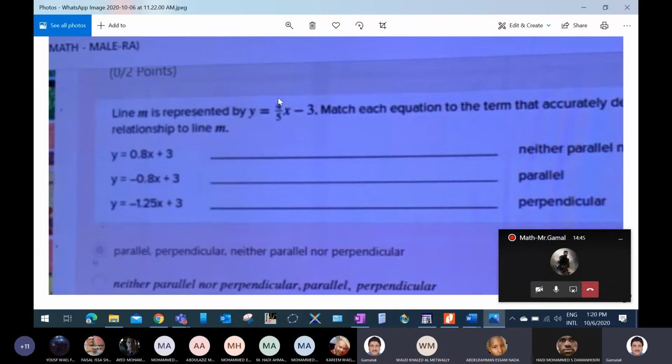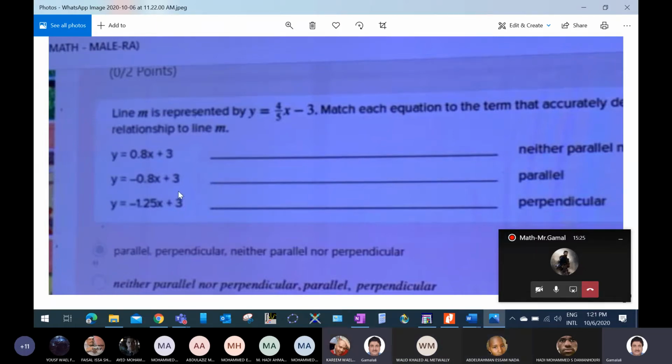What is the slope for this line? Four over 5. Very good. What is the slope of the first line? 0.8. What is the relation between 0.8 and 4 over 5? We only divide 4 over 5 and it becomes 0.8. They are equal, so they are parallel. So we can say this line and this line are parallel. So the first answer is parallel.